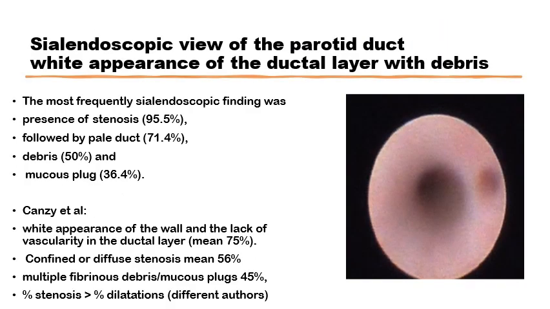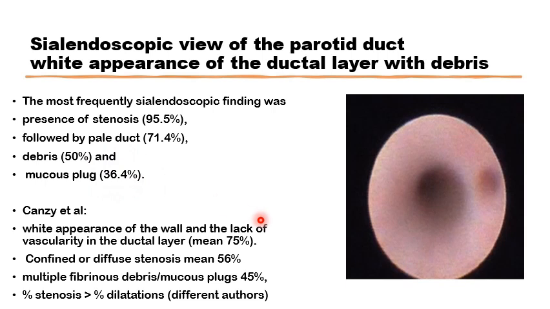Several reports describe the frequently encountered findings in the sialoendoscopy of juvenile recurrent parotitis. In some reports, the most common finding was the presence of multiple stenosis due to the recurrent scarring, seen in 95% of the cases, followed by the pale duct, the whitish appearance of the ductal layer, with debris inside the duct system. The pale duct was seen in 71% and the debris in about 50% of the cases, and mucus plugs in about 1/3 of the cases.